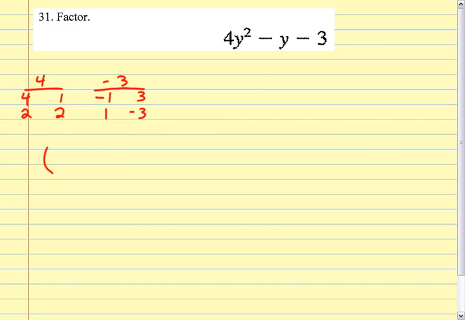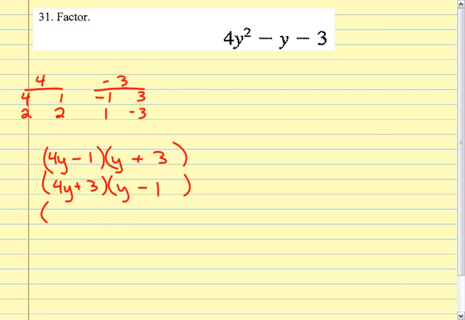So my possible pairs are 4y and y with minus 1 plus 3, or 4y and y with positive 3 minus 1, or I could do 4y and y with positive 1 and negative 3, or 4y and y with negative 3 and positive 1. Okay? Now, you know what? I'm going to run out of room here, so I'm going to go ahead and stop this one and go to the next video, and we'll pick it up from there.